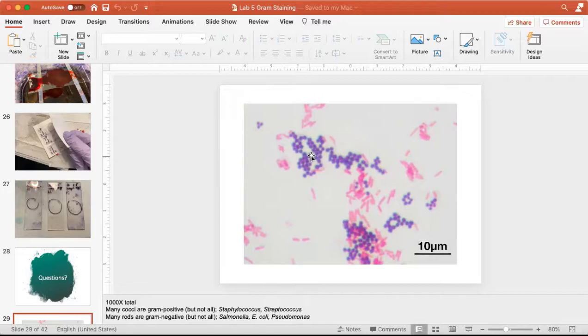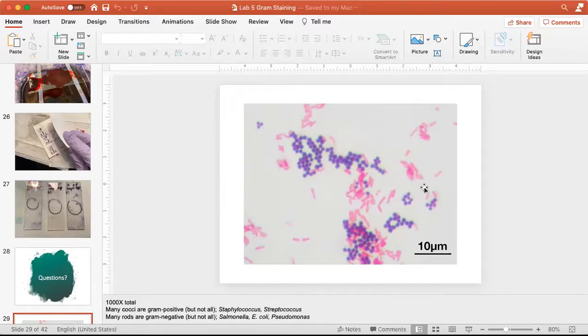And similarly, a lot of the gram negative pathogens that we run into in human medicine happen to be gram negative rods. There are things like Salmonella and E. coli. There's one called Pseudomonas. Those are all gram negative organisms, and they all happen to be rod shaped.